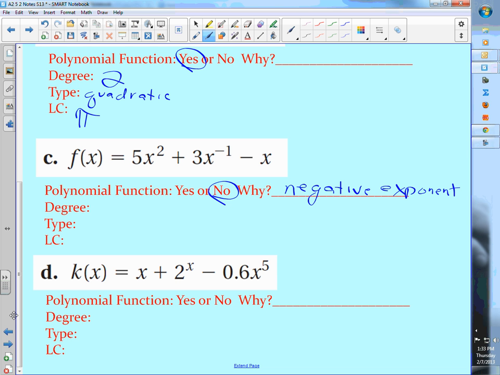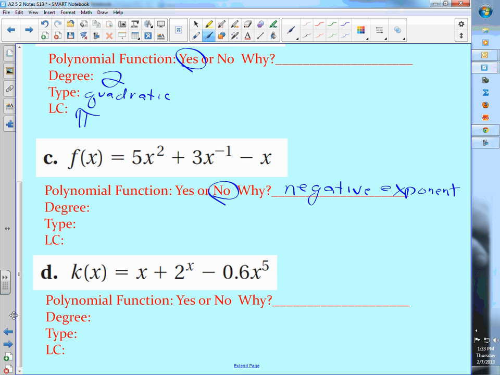Okay, let me go through the definition again. Let's do the coefficients first. Coefficients and constants have to be real numbers. Are the coefficients and constants real numbers? Yeah. Coefficients are, the constant is 2 to the x.